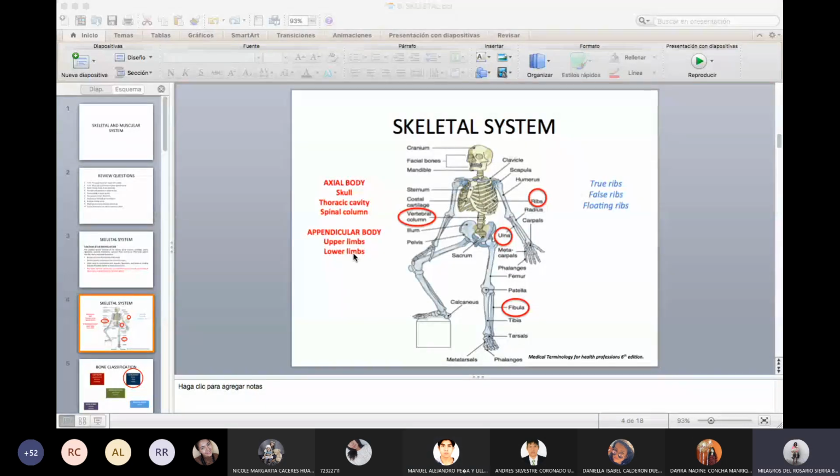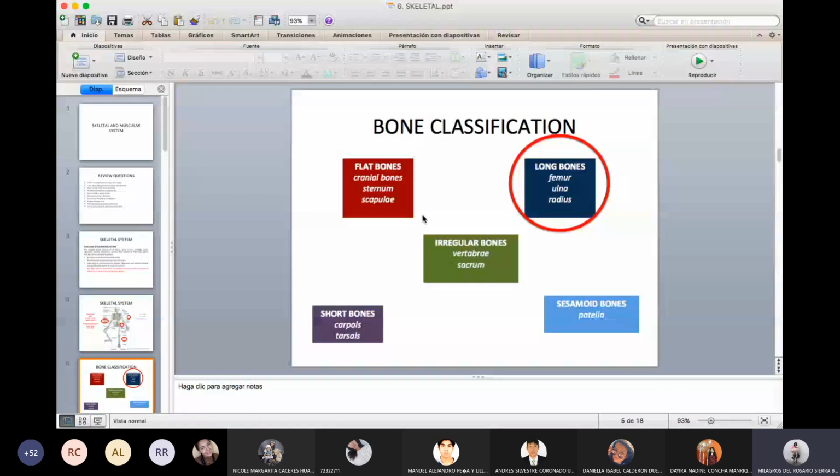Okay, and let's see what else. This question was in the exam. Remember the parts of the appendicular body are the extremities, and of the axial body you have the skull, the thoracic cavity, and the spinal column. Then we can talk about bone classification. You have the flat bones like the sternum and the cranial bones, then the long bones, irregular bones, short bones, and sesamoid. You don't have to know all this, just maybe the classification if you want.